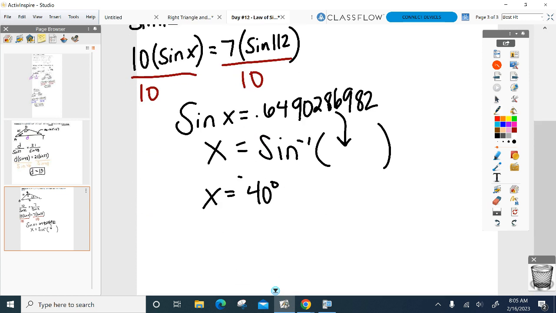Okay, so please watch out for that. When you're finding an angle and you get down to this last step, you got to do the inverse. All right, questions? All right, let's go.